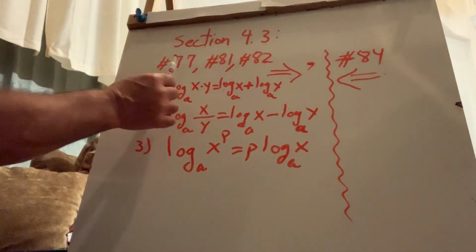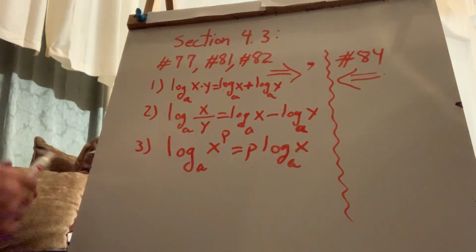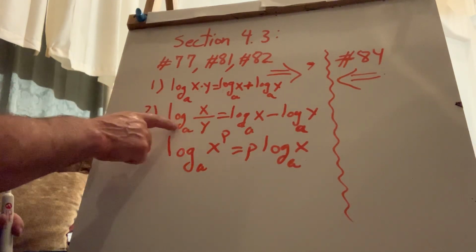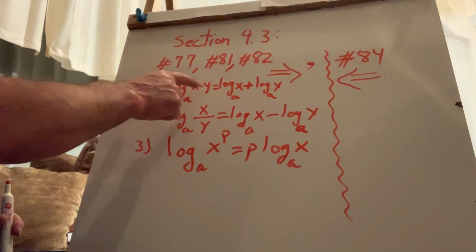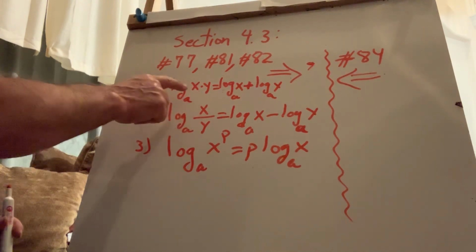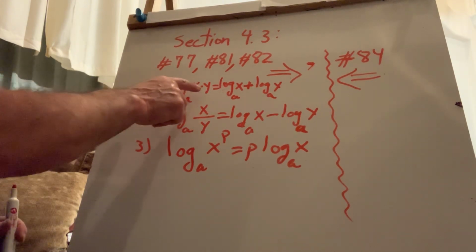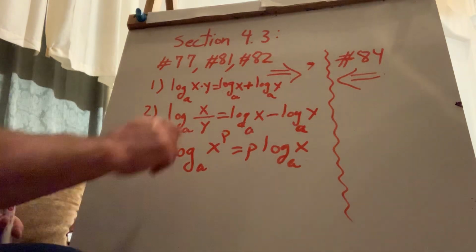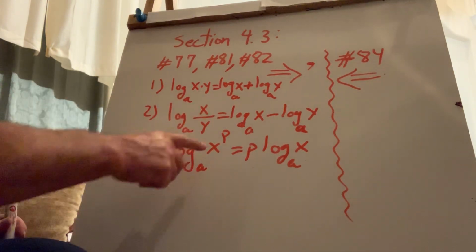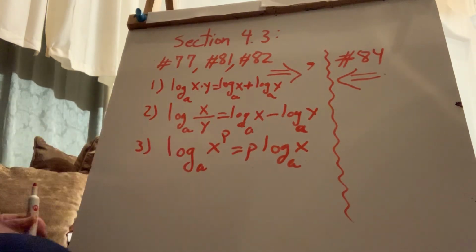because to do problems 77, 81, and 82, you would have to apply three properties, known as the product property, quotient property, and power property. Sorry about that, I apologize. Here you have a product, so this is called the product property. Here you have a quotient, so we call this one the quotient property of log. And here you have a power involved, so we call this the power property of log.